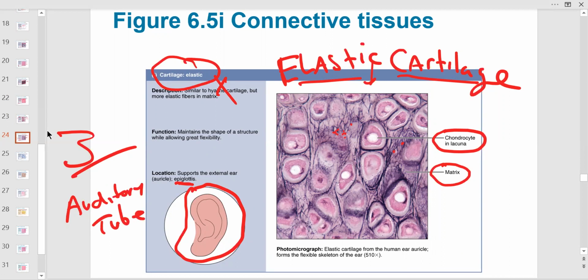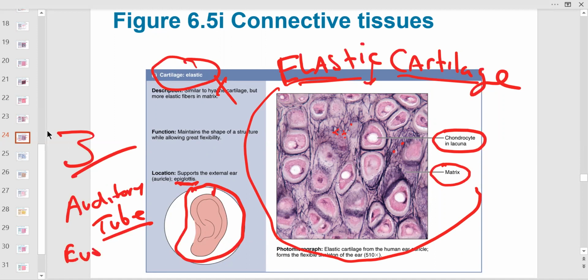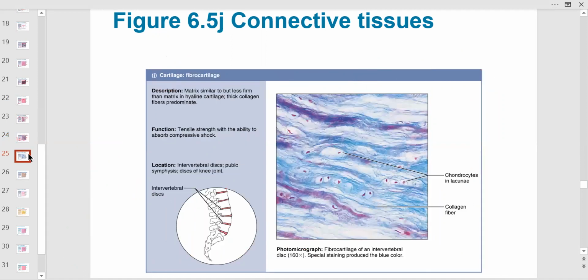So what are we talking about? Elastic cartilage. This is what it looks like. Three places are the ear, the epiglottis, and the eustachian tube, also known as the auditory tube. So know what it looks like.